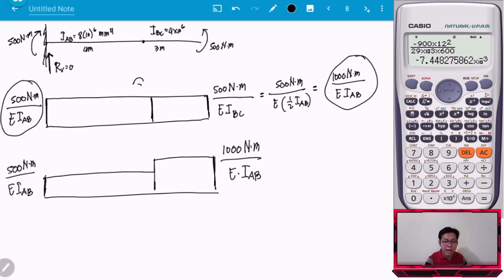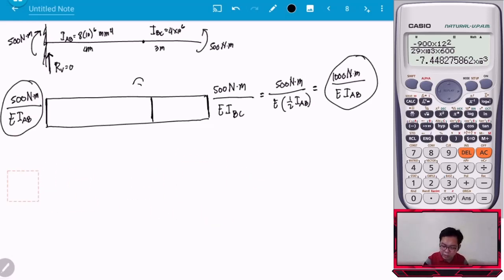Just express IAB in terms of IBC. And then you can actually notice later na masosolve mo na same pa rin yung diagram, but iba nga lang yung value. But still, same pa rin yung sagot. Okay? So bale, ang mangyayari guys, ganito. Buburahin ko to ha. Buburahin ko to.